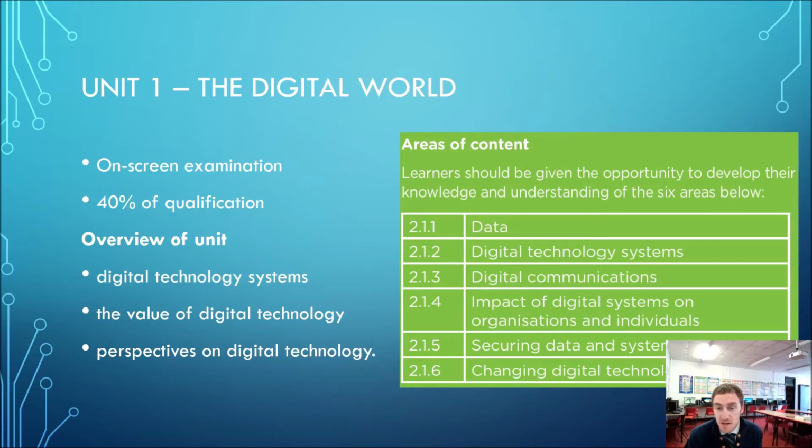And the last one then through this theory unit, changing digital technologies. So if we look back at history and technology and moving forward through time, we'll look at key milestones, key contributors, so individuals who have really developed certain aspects of technology through our lives.